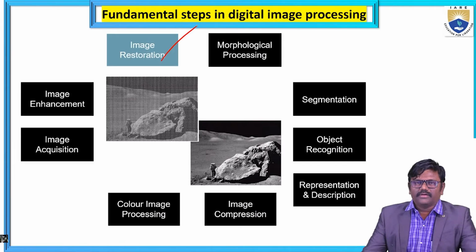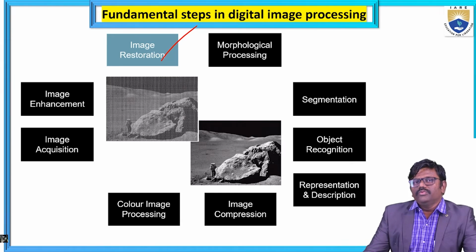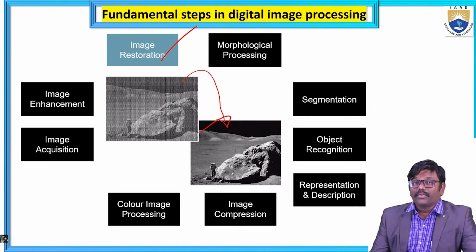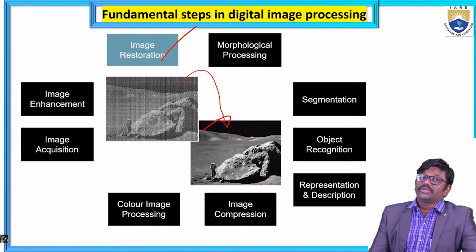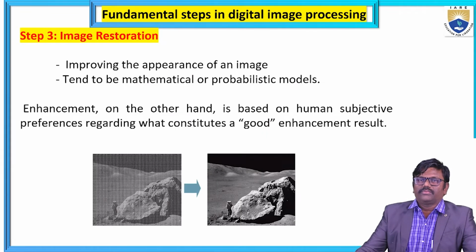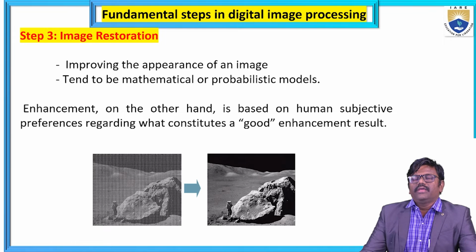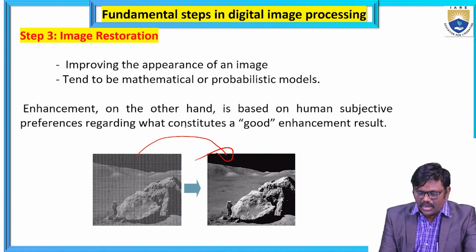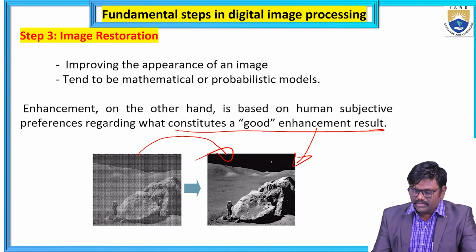We'll see the third one, that is image restoration. Once you get the image in terms of enhancement, we are going to concentrate on the image restoration process also. So what is the image restoration process? Simply saying, it is improving the appearance of an image, tending toward mathematical or probabilistic models. Enhancement, on the other hand, is based on human subjective preference regarding what constitutes a good enhancement result.